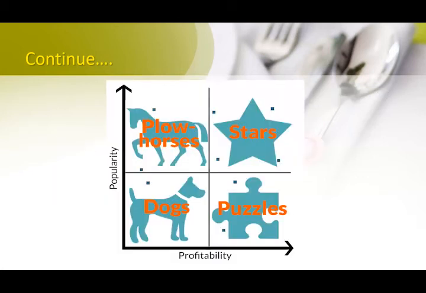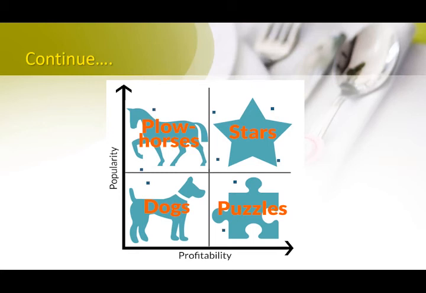This is how the 4 elements are placed in a particular menu matrix. A product which is high in profitability as well as high in popularity is said to be a star. The product which is high in popularity but low in profitability is said to be a plow horse. Whereas a product which is high in profitability but less in popularity is said to be a puzzle. And last but not the least, a product which is low in both profitability as well as popularity is said to be a dog.